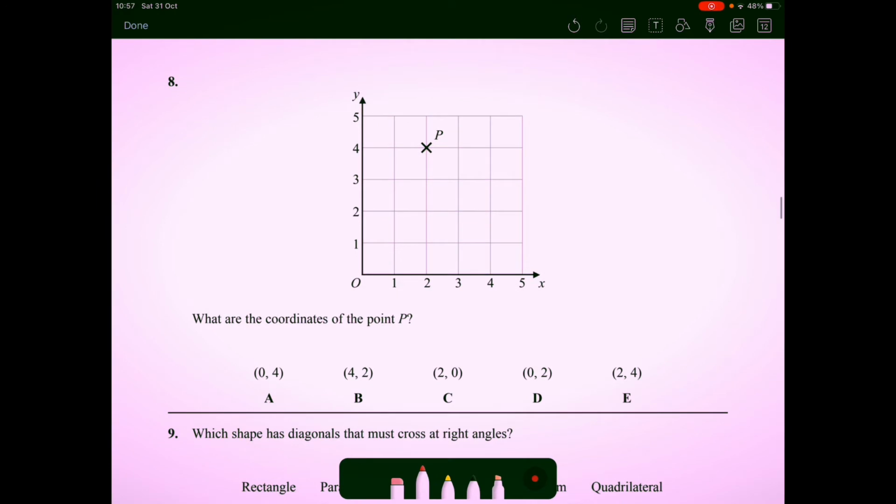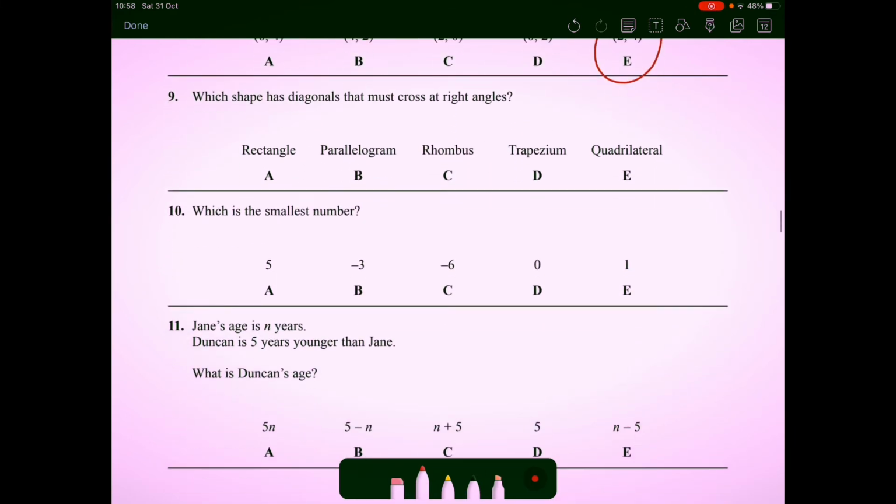Question 8. What are the coordinates of point P? Along the corridor, up the stairs. So 2 across, 4 up. E is our answer to that one. We'll move on quite quickly from that.